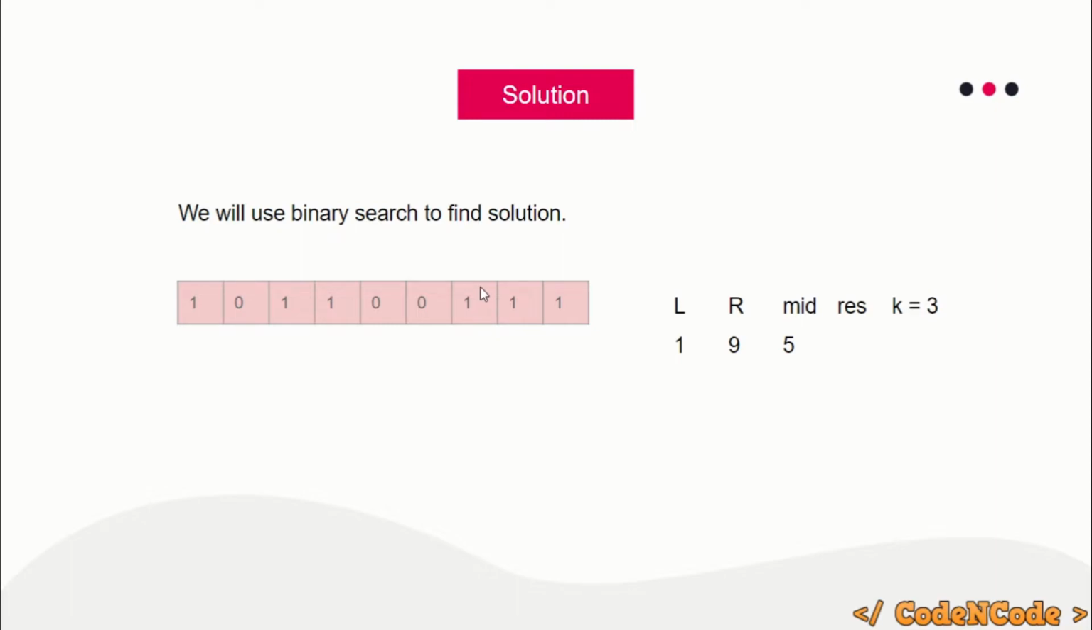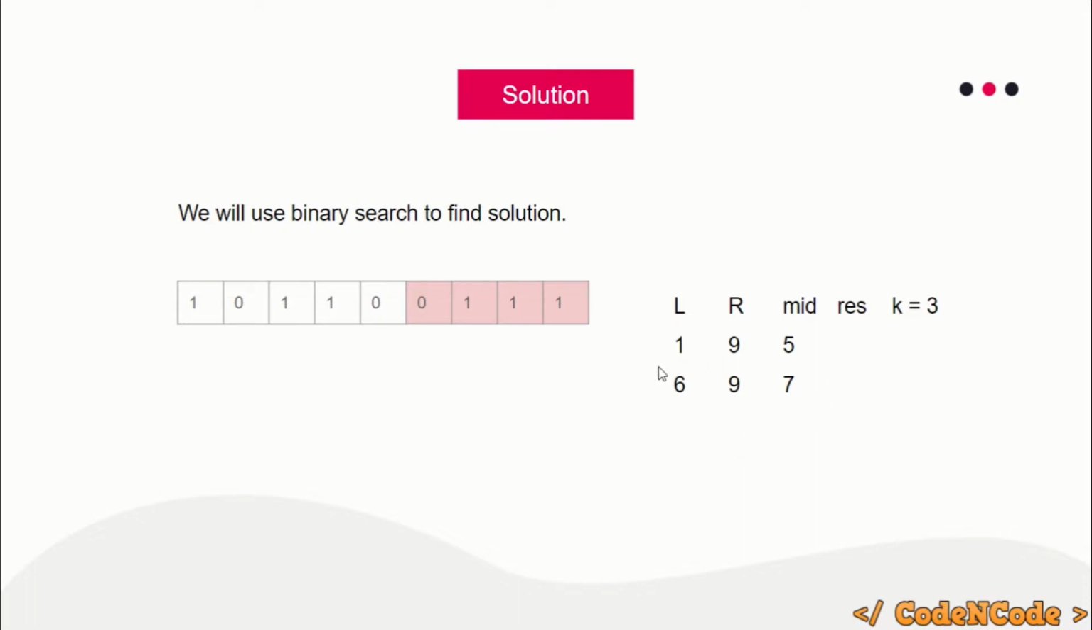So we'll make a query for 1 through 5. The number of ones in this range is 3, so the number of zeros would be mid minus 3, that is 2. So till this position, the number of zeros is 2. K is equal to 3, so our result can't be in the range 1 through mid, basically L through mid, right? So we will update L to mid plus 1. So L gets updated.